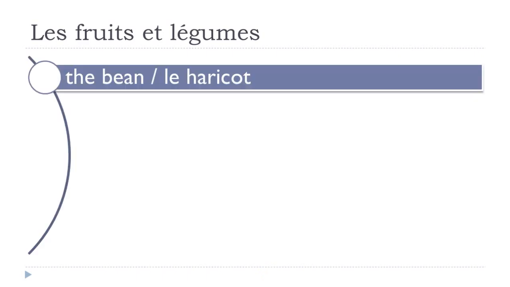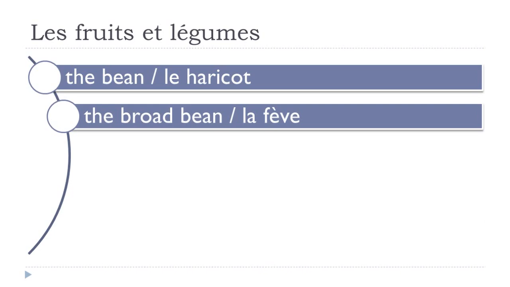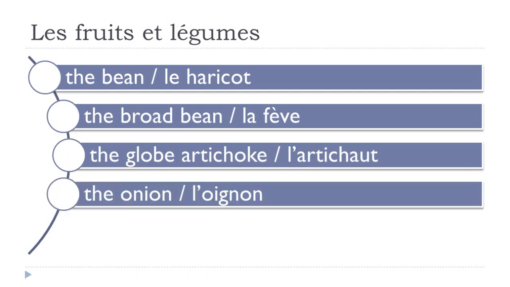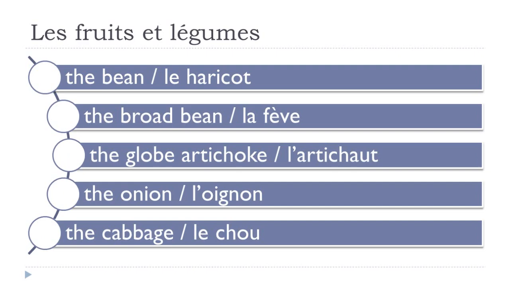Le haricot, la fève, l'artichaut, l'oignon, le chou. Le haricot, la fève, l'artichaut. So for your information, artichaut is masculine. L'oignon. Same thing for onion, it's masculine. Le chou.